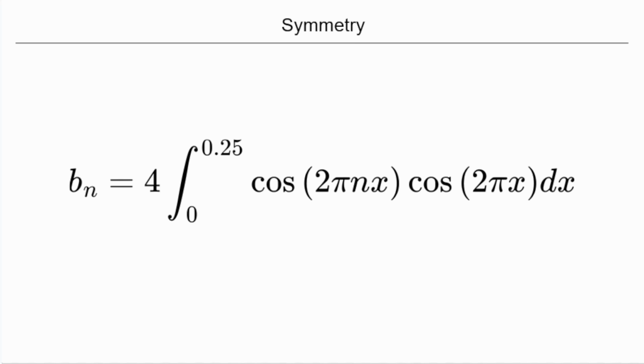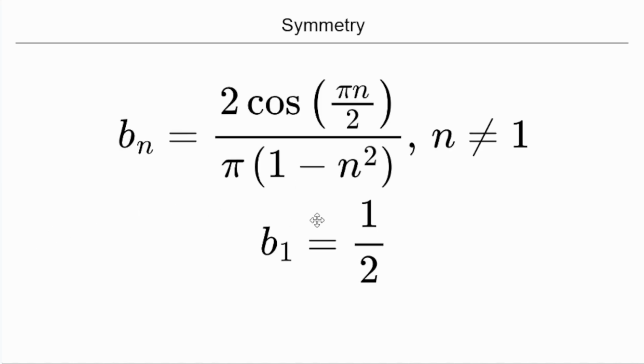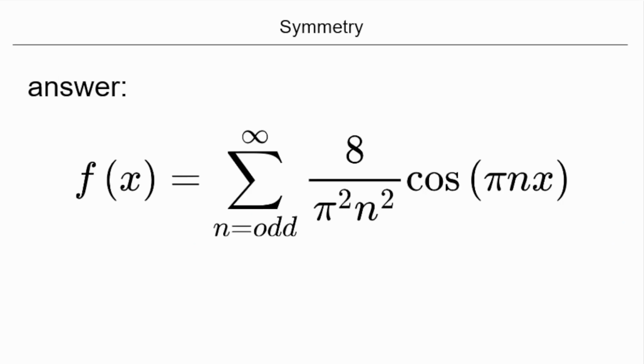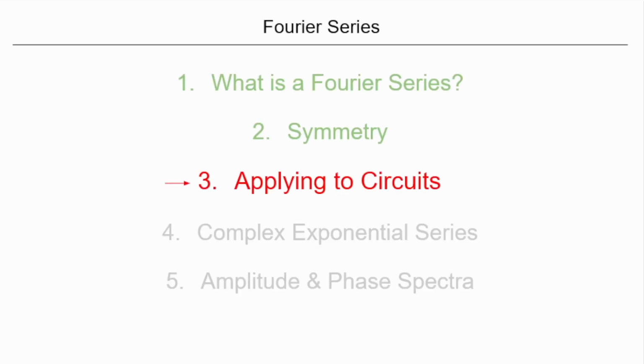Now I'll spare you the details, because you can calculate this yourself, but if you calculate this, you'd get something like this. an is this formula if n is not equal to 1, and if it is, then a1 equals 1/2. Now it's your turn. Calculate the Fourier series of this function, and notice how you don't have to calculate 2 integrals, but just 1. If you've calculated this, you'd have gotten something like this for your answer. And with that, I think I'm done with symmetry.